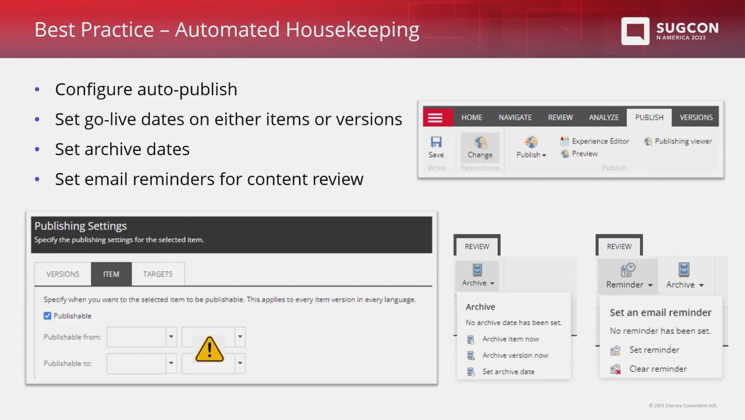Archive dates. Now the difference between publishing settings and archive dates, just for those of you who may not know, is publishing settings just mean that it will or will not show on the website. Archive means it will or will not show in the content tree itself. So if you unpublish something, it will be visible until it's archived. And then it will go into the archive.